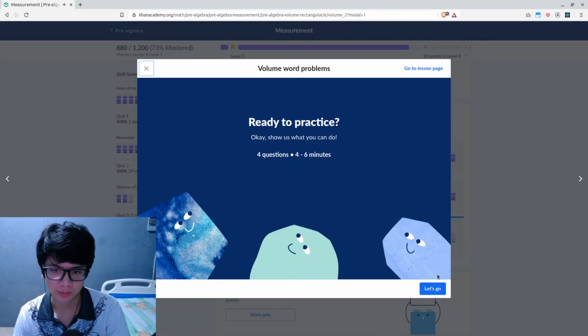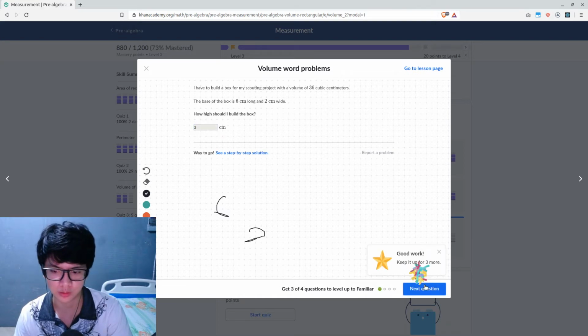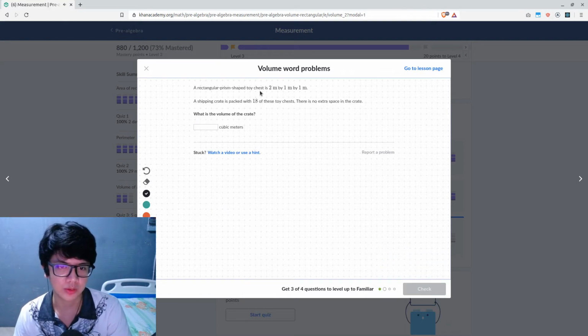I hate word problems. Okay, I have to build a box for my scouting project with a volume of 36 cubic centimeters. The base of the box is 6 and 3. A rectangular toy chest is 2 by 1 by 1. A shipping crate is packed with 18 of these toy chests. There's no extra space in this crate. What is the volume of the crate?